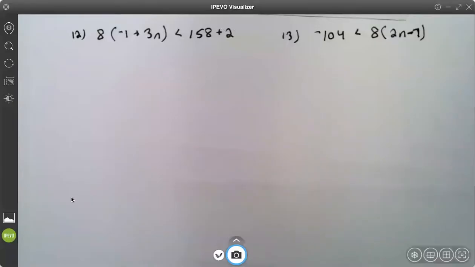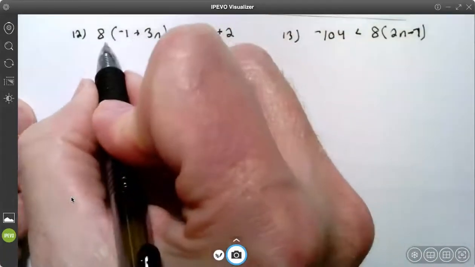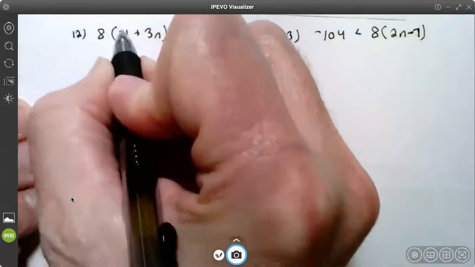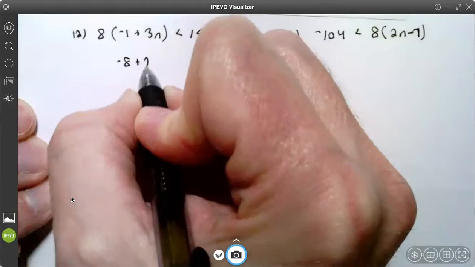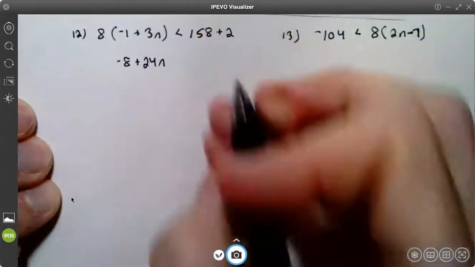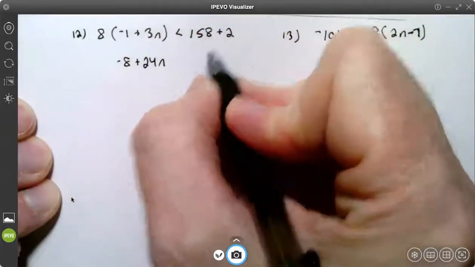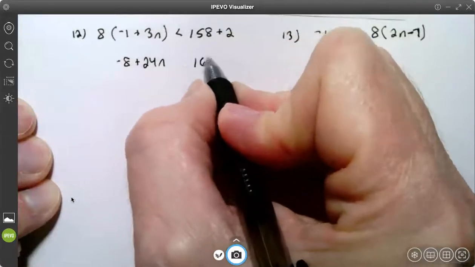Okay, 2 more and we're going to be done. Number 12. Number 12, I have to simplify both sides. On the left side, distributive property, 8 times -1 is -8. 8 times 3n is 24n. On the right side, 158 plus 2 is 160.